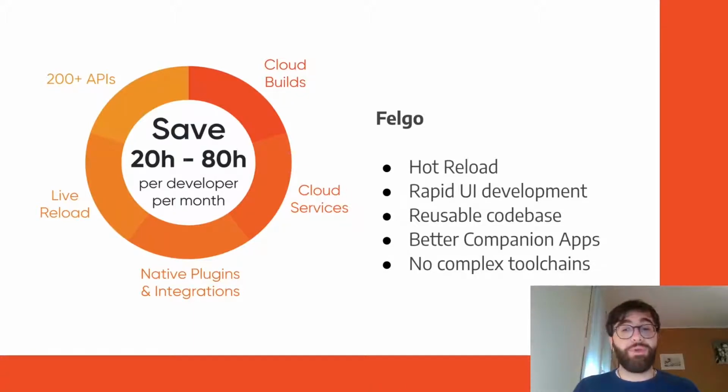We were also able to see how you can reuse your code base across different applications, all belonging to the same ecosystem, leading to better companion applications for your solutions. And also, we were able to avoid completely installing any tool chain, and also showed how we are able to deploy the application using Felgo Cloud Builds. We counted, and summing all of these advantages that you can get, you can save around 20 to 80 hours per developer per each month.